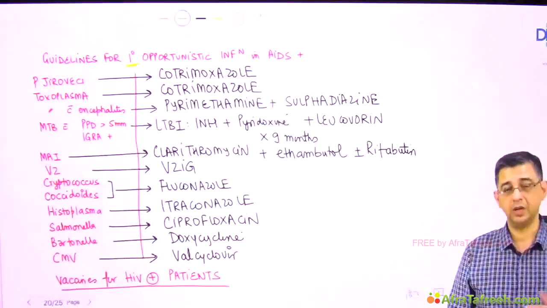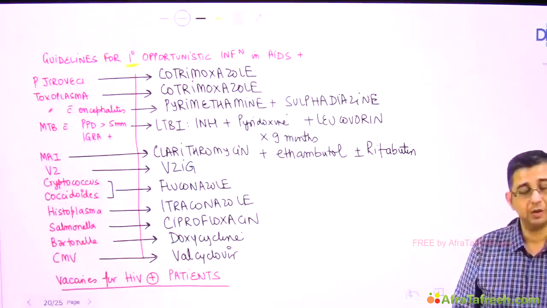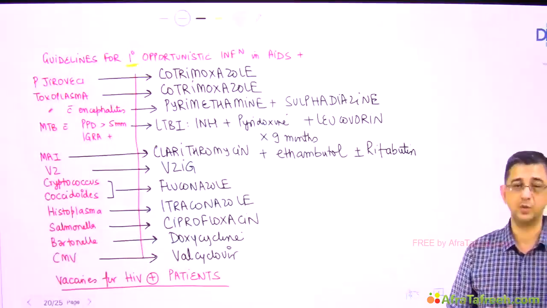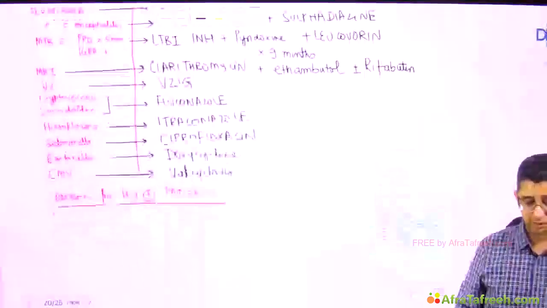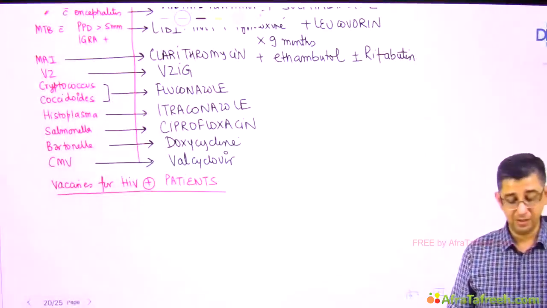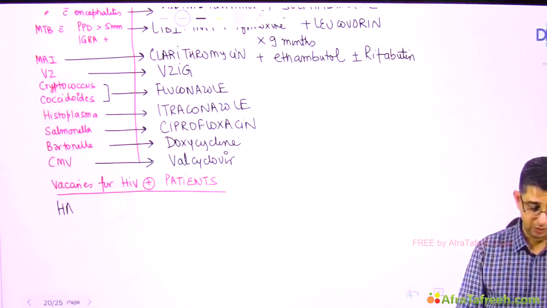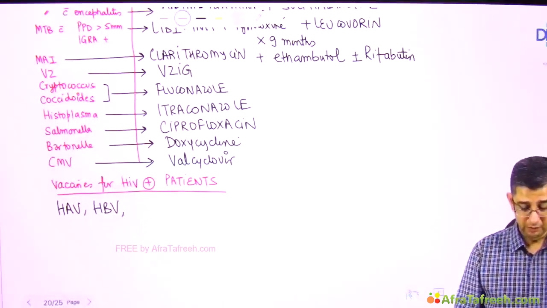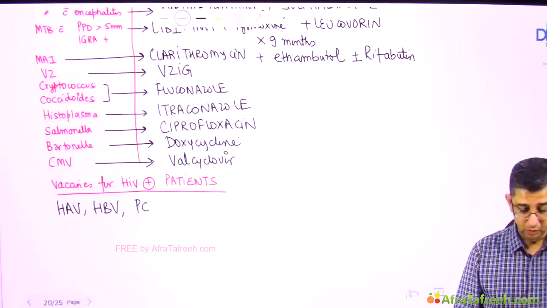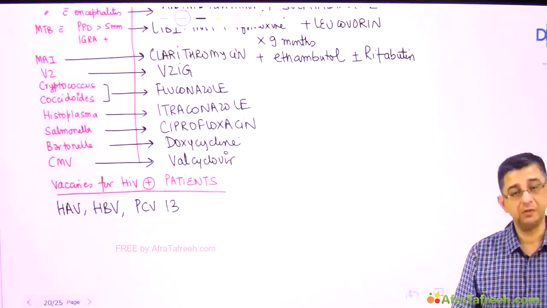And I'll talk about this again when I speak about the respiratory infections which are associated with HIV infection. Then what are the vaccines that should be given to HIV positive patients? So the vaccines to be given are definitely hepatitis A and hepatitis B. Along with this, another vaccine which should be used in the patient is pneumococcal conjugate vaccine, that is PCV13.